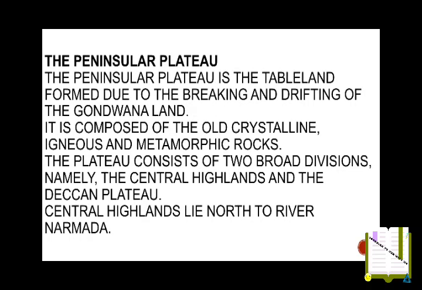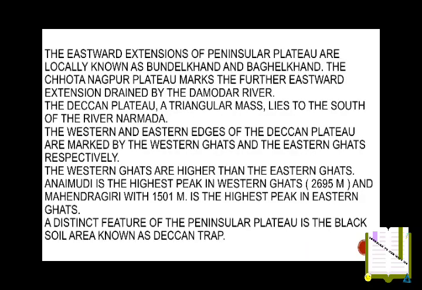Now it's the peninsular plateau. The peninsular plateau is the tableland formed due to the breaking and drifting of Gondwanaland. It is composed of old crystalline, igneous and metamorphic rocks. The plateau consists of two broad divisions, namely the Central Highlands and the Deccan Plateau. Central Highlands lie north of river Narmada. Eastward extensions of the Peninsular Plateau are locally known as Bundelkhand and Baghelkhand.